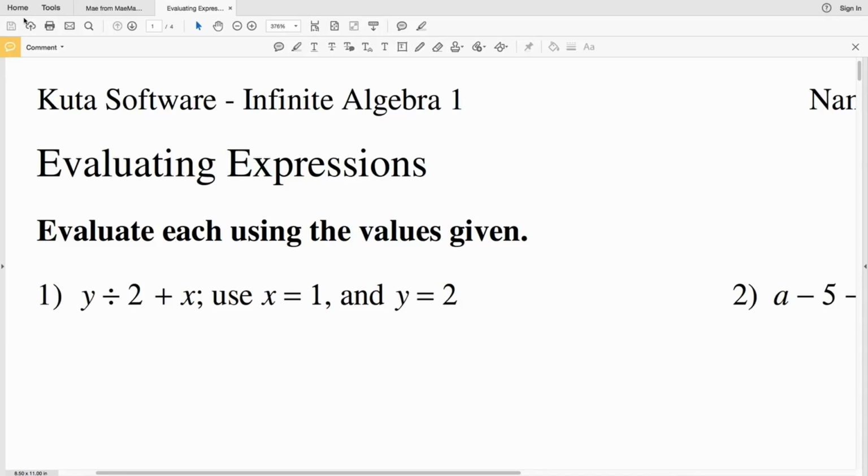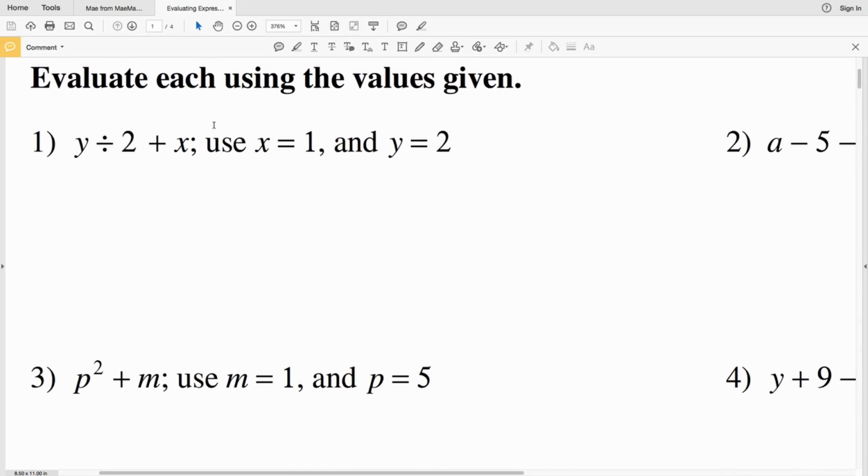In this video, we're going to start the Evaluating Expressions worksheet. This worksheet can be found on the KutaSoftware website. Select Free Worksheets and go into Algebra 1. So this is Evaluating Expressions in Algebra 1. So we're going to evaluate each using the values given.